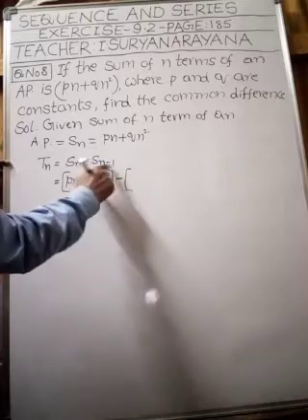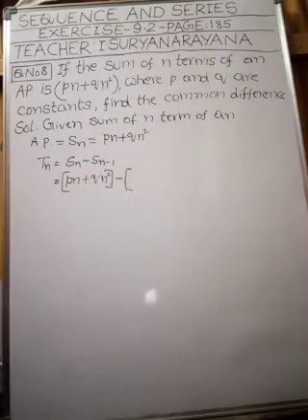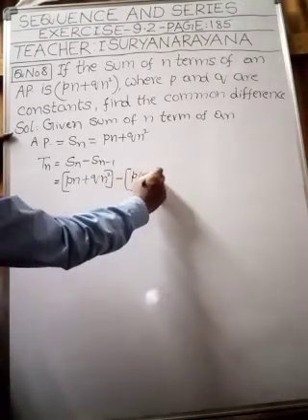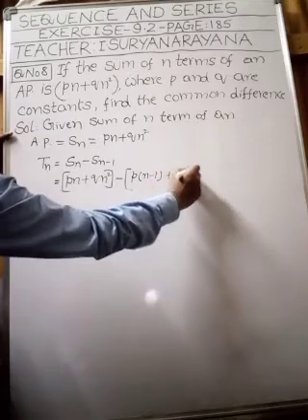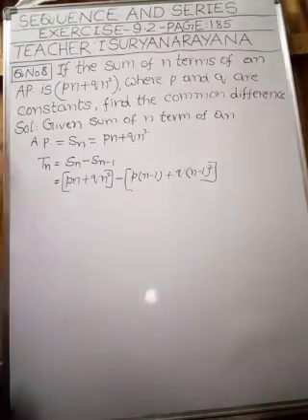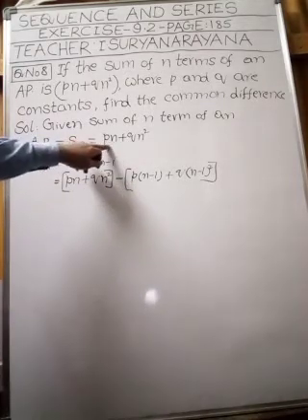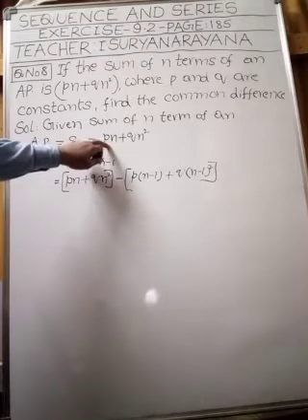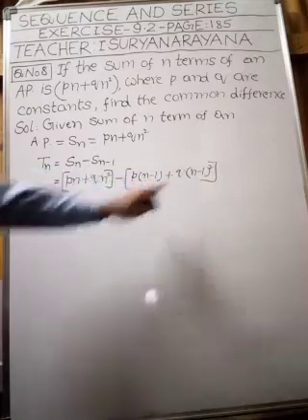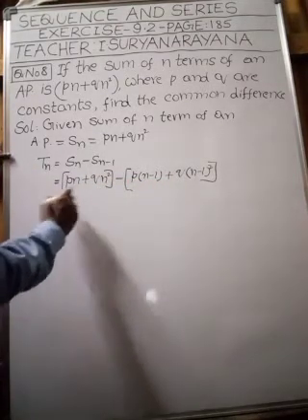Minus Sn minus 1 means in this expression, let us substitute n minus 1. P into n minus 1 plus Q into n minus 1 whole square. Understood? This is the second term, Sn minus 1. So, in this expression, we are substituting n minus 1 in the place of n. Then we got this second part. Understood this point, my children? Right. Now let us simplify this one.